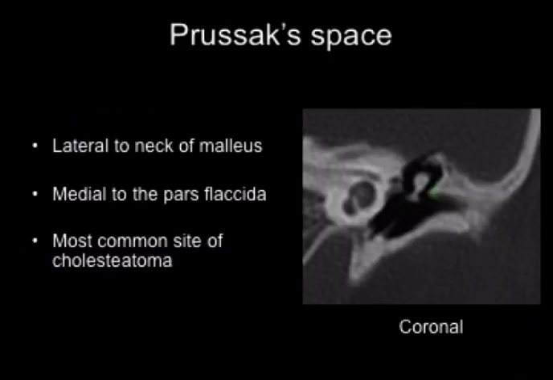And finally, Prussak's space, again, something that you should mention in your report if you think there's cholesteatoma. So you find Prussak's space, you find the malleus, find a little bust, and you find the scutum, and it's this little space in here, lateral to the neck of the malleus, and it's medial to the pars flaccida, which is here. And it's a common site of cholesteatoma.